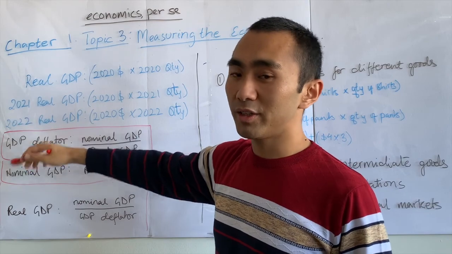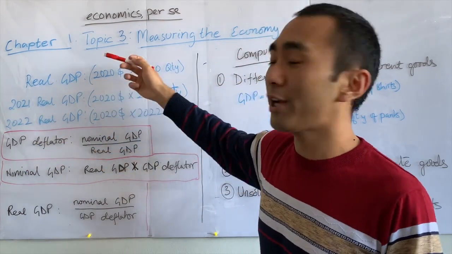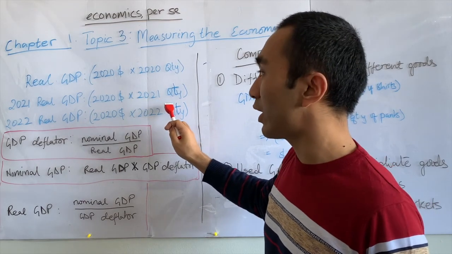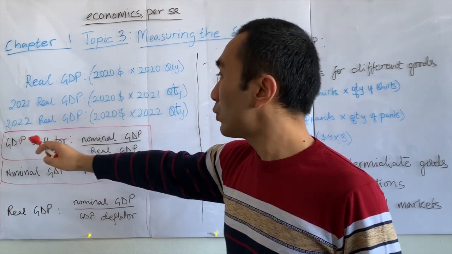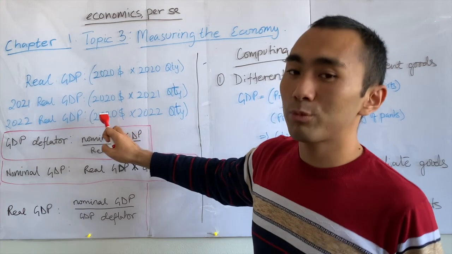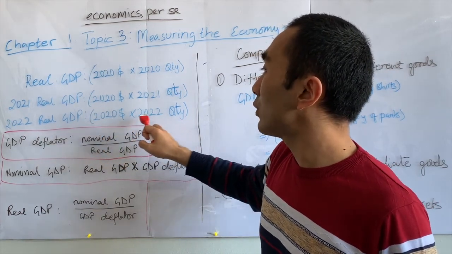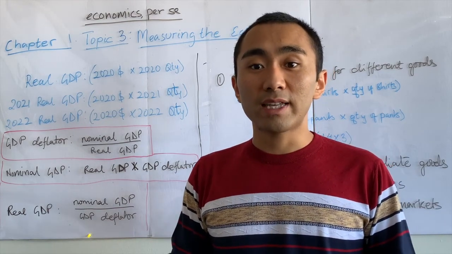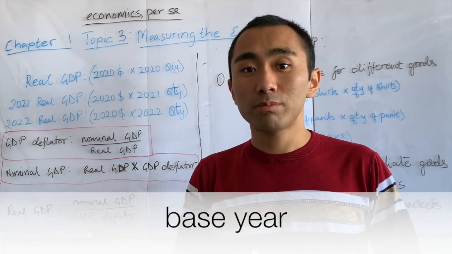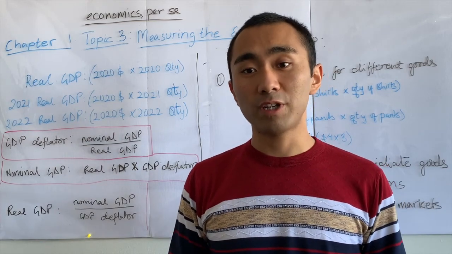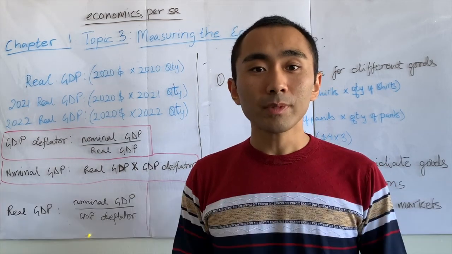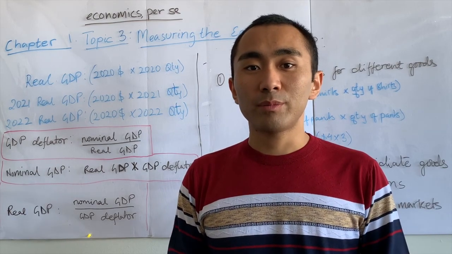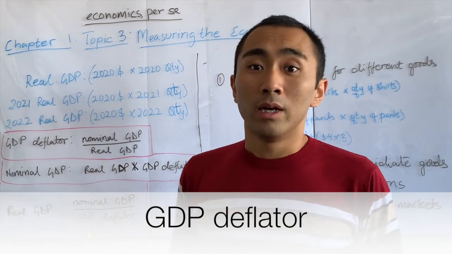In 2021, the real GDP would still use the price from 2020, but the quantity would be from 2021. In 2022, the price would still be from 2020 and the quantity would be from 2022. Here, the year 2020 is acting as the base year, and 2020 prices act as what is known as the base year prices.